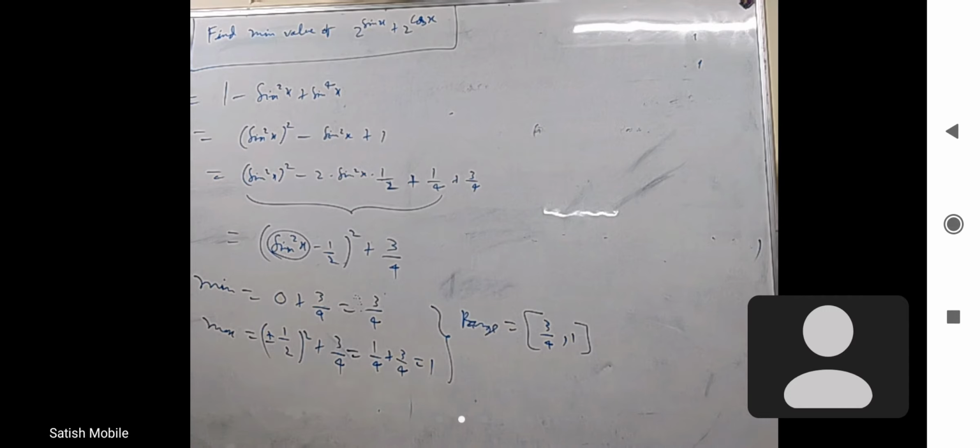I did not ask maximum value. Maximum value 3 by 2 may be right, but I asked only minimum value. Okay. Maybe less than that is also possible. When it is 3 by 2, how are you saying that? 1 plus 1 by 2, 3 by 2. Maybe less than that is also possible.